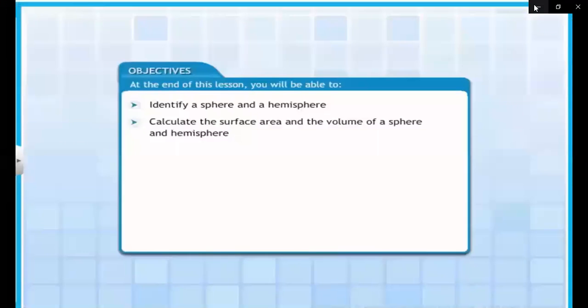Hopefully at the end of this module, you will be able to understand these following concepts: how to identify a sphere and a hemisphere, and calculate the surface area and the volume of a sphere and hemisphere. So let's start with this.